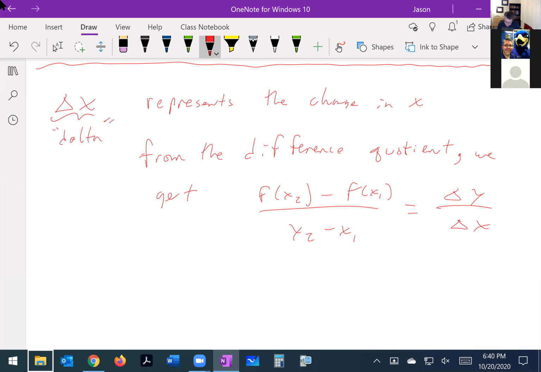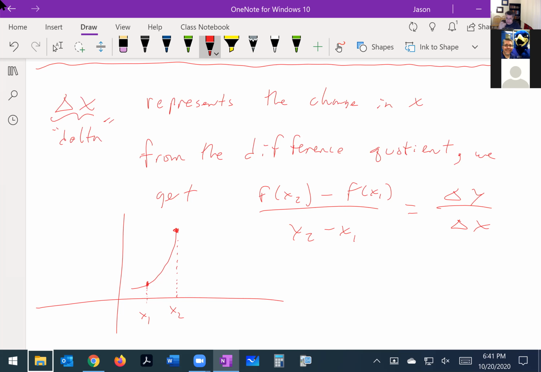Okay, so let's draw a diagram here. Say I've got this curve, and I've got a couple of points here on the curve. We're going to call this x1, and we're going to call this x2. So from x1 to x2.